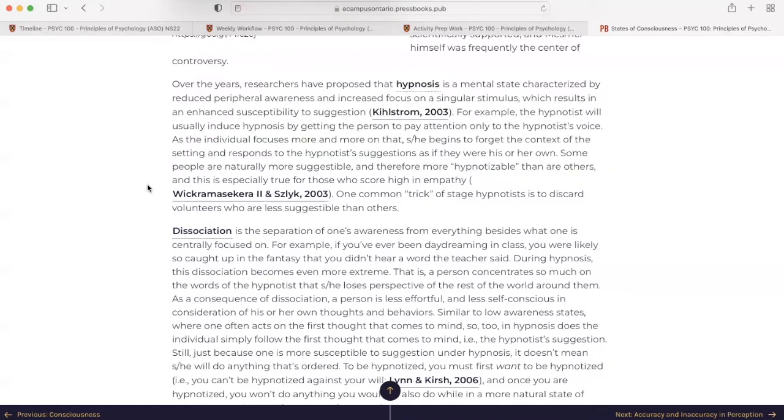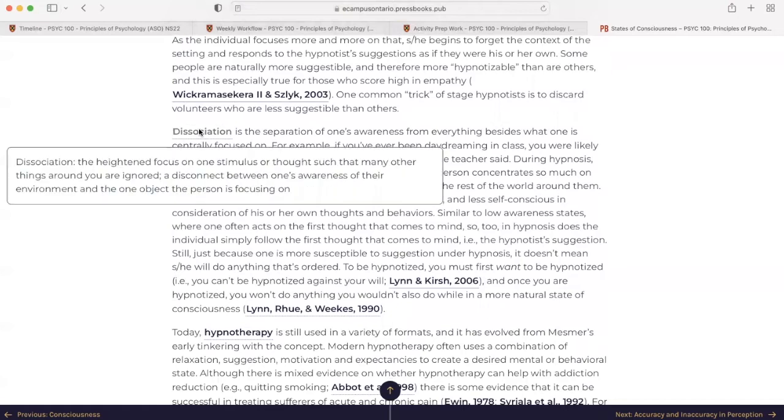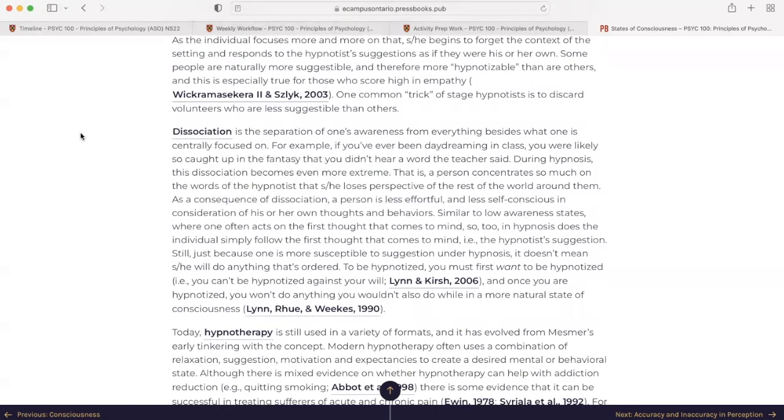I like that. Next is dissociation. Dissociation, the heightened focus on one stimulus or thought, such that many other things around you are ignored. A disconnect between one's awareness of their environment and the one object the person is focusing on. So, dissociation is a separation of one's awareness from everything besides what one is centrally focused on. For example, if you've ever been daydreaming in class, you were likely so caught up in the fantasy that you didn't hear a word the teacher said.